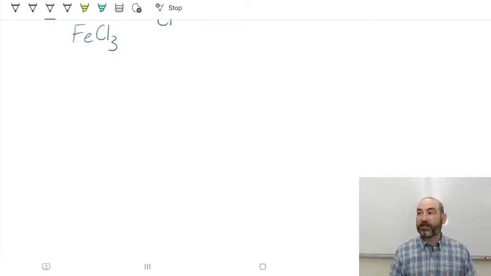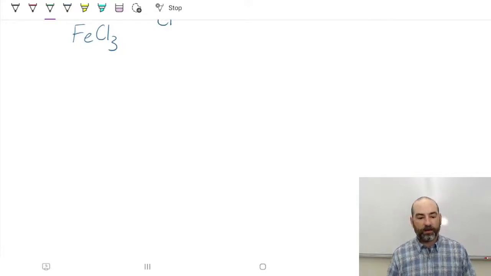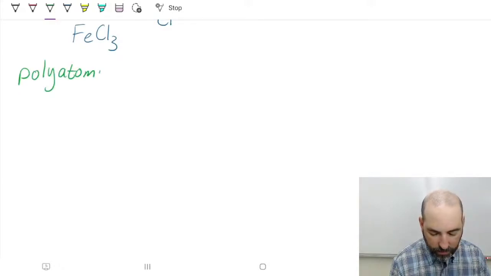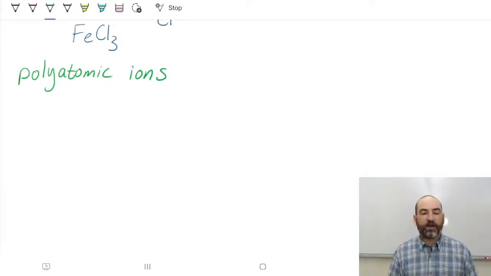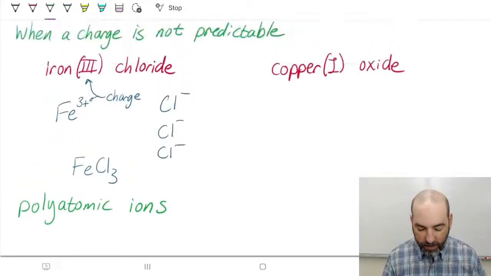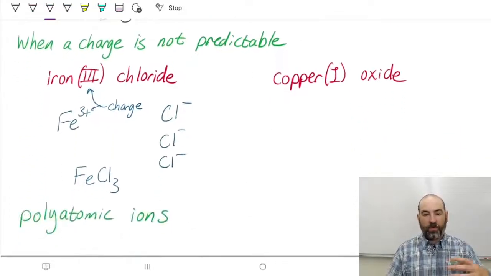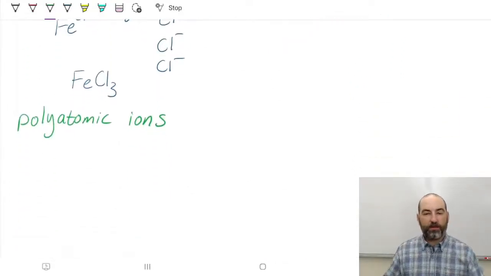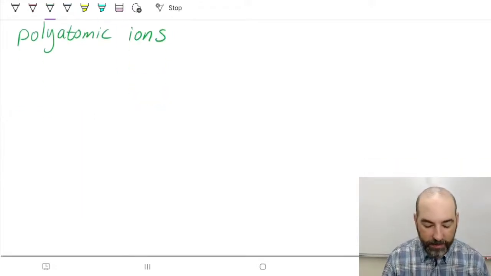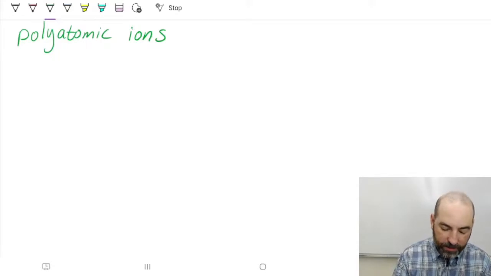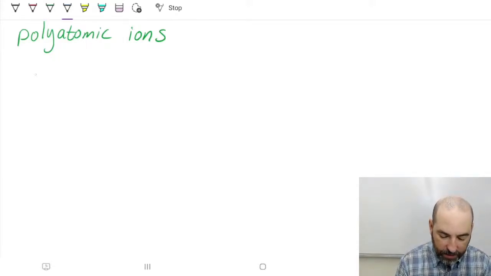All right, the last category of ionic compounds that we're going to talk about are the polyatomic ions. So these are ions that are made out of more than one atom. Notice all the ions we've talked about so far are just one atom. So we take one atom cation and one atom anion and make a compound. But there's also lots of ions that are made up of multiple atoms. And so I'll give you a few common ones here.